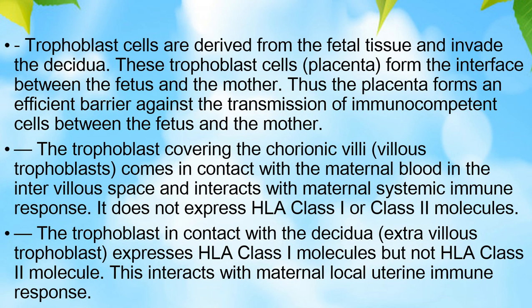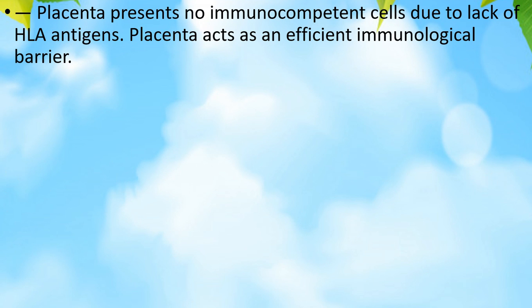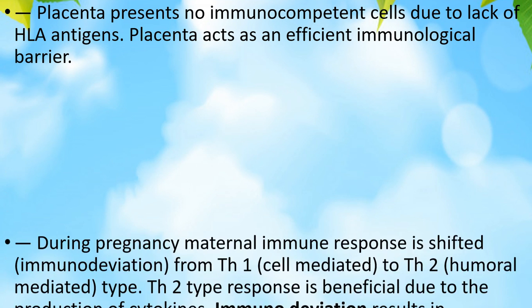So after fertilization, it is implanted in the decidua. The trophoblast in contact with the decidua expresses HLA class 1 molecules but not HLA class 2 molecules. This interacts with the maternal local uterine immune response. The placenta presents no immunocompetent cells due to the lack of HLA antigen, and the placenta acts as an efficient immunological barrier.